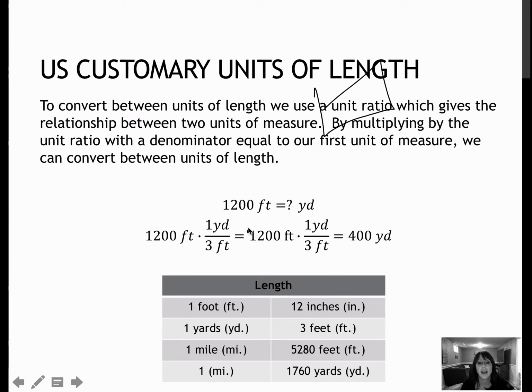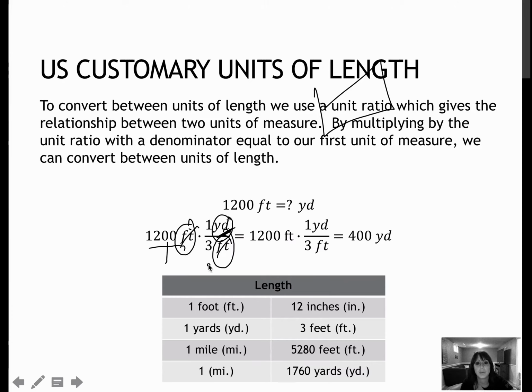As you can see, I have 1,200 feet and I'm trying to figure out how many yards that is. Whenever I'm looking to convert, I want to multiply it by a fraction, which is a ratio. I want the denominator of that ratio to be the unit that I'm coming from, and the numerator to be the unit that I'm trying to go into. So in this case, if I had 1,200 feet times 1 yard per 3 feet, notice that the feet just end up canceling out because one is on top and one is on bottom, and I'm left with how many yards.